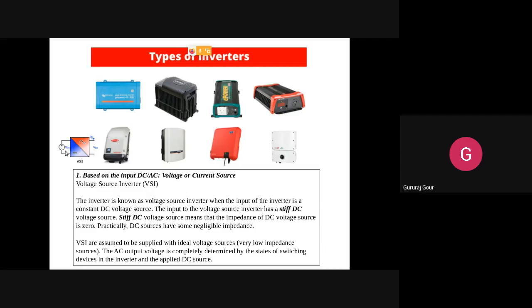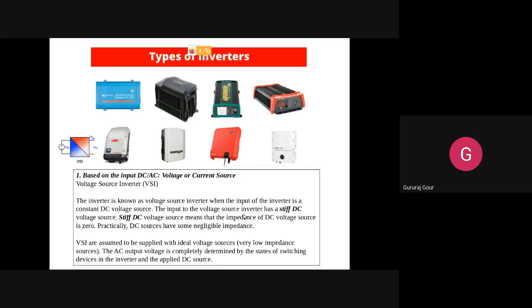So input should be DC, and we'll be having different specified rating for AC. That is a voltage source inverter. Input is DC voltage source. This inverter is also known as voltage source inverter when the input of the inverter is a constant DC voltage source. The amplitude of the DC voltage source will be fixed. Frequency will be 0, we know it already.